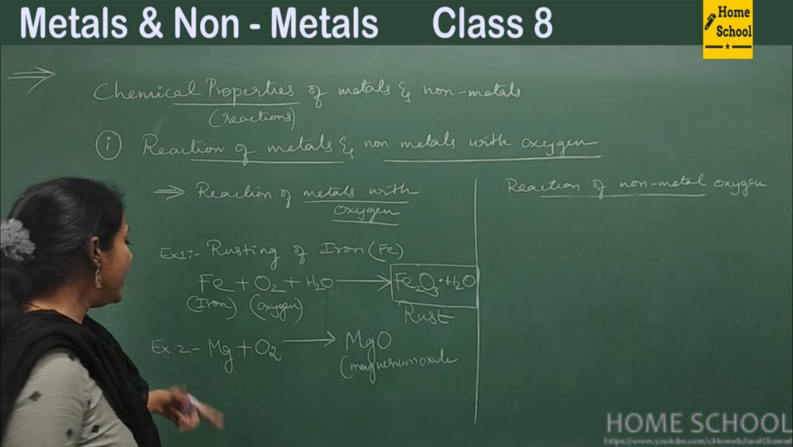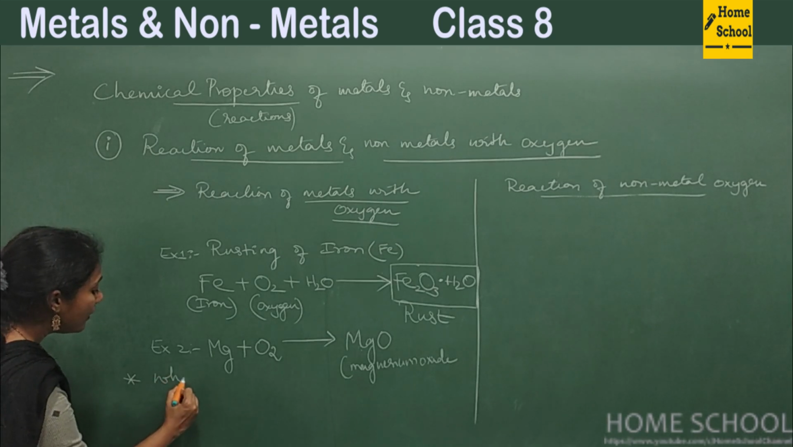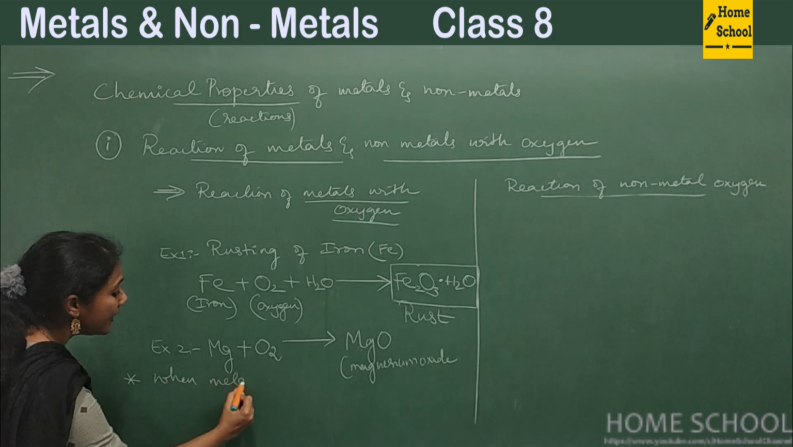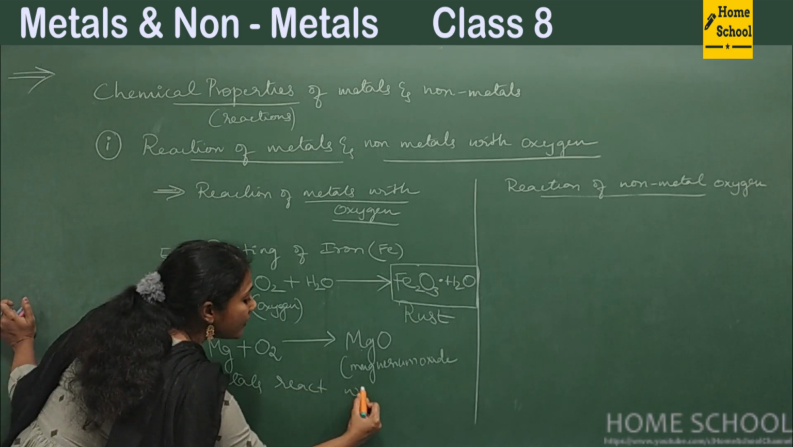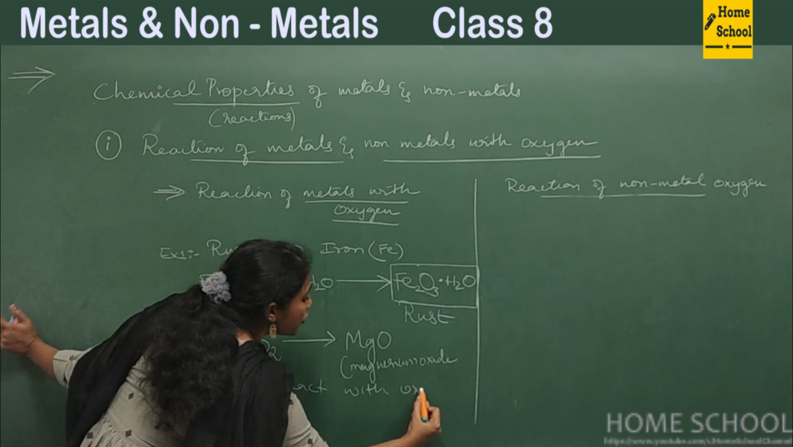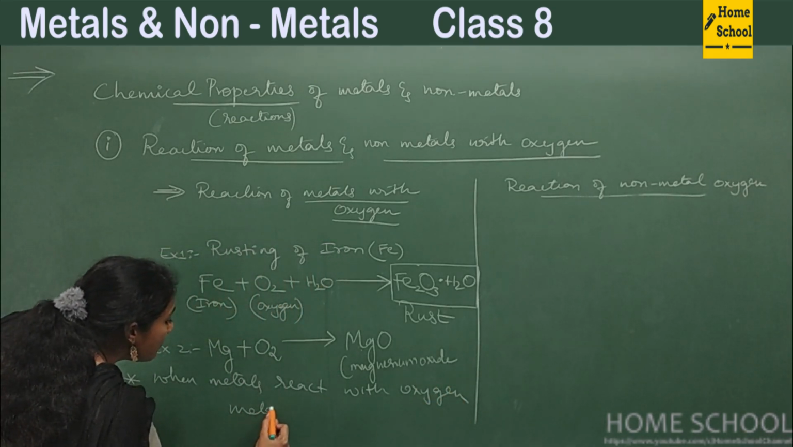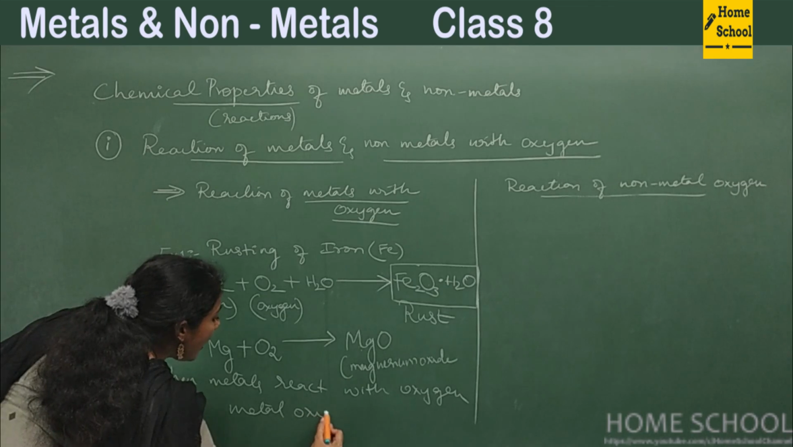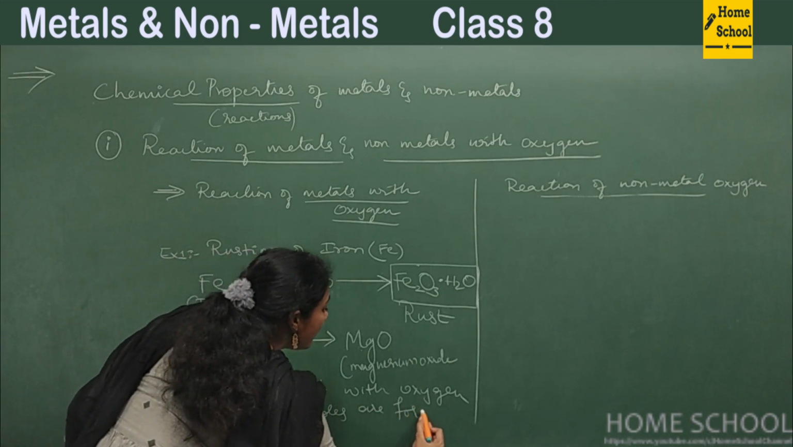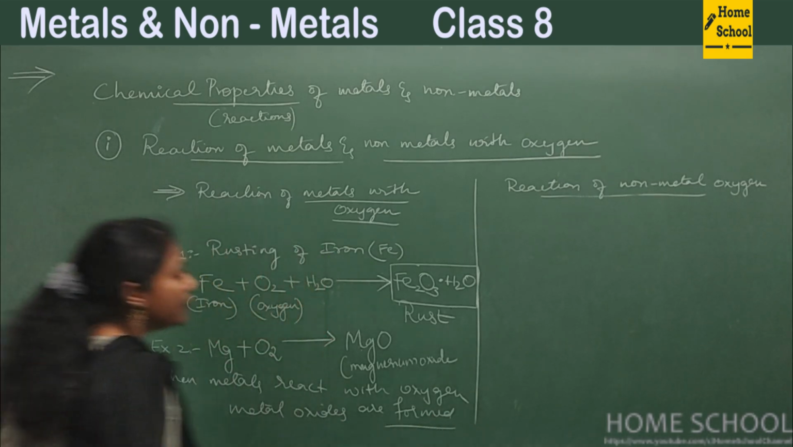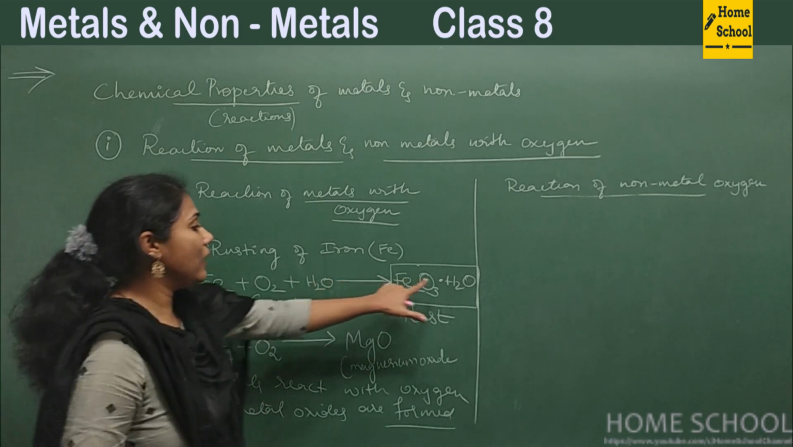Okay, so let me write that sentence. Very, very important. When metals react with oxygen, what do you get? Metal oxides are formed. Okay, so this is what we call metal oxide.